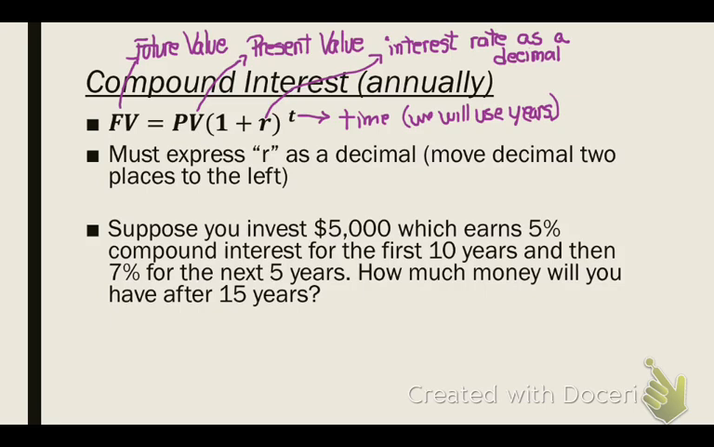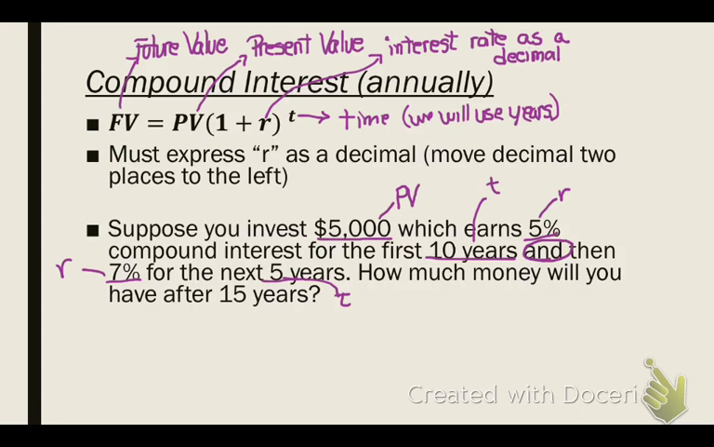Suppose that you invest $5,000, and that is going to be our present value, which earns 5%, which is our interest rate, compound interest for the first 10 years. So that 10 years is going to be our time frame. And that means we're going to have more to this problem. Then it's going to earn 7%, which is another interest rate, for the next 5 years, which is another time frame. So how much money would you have after 15 years?